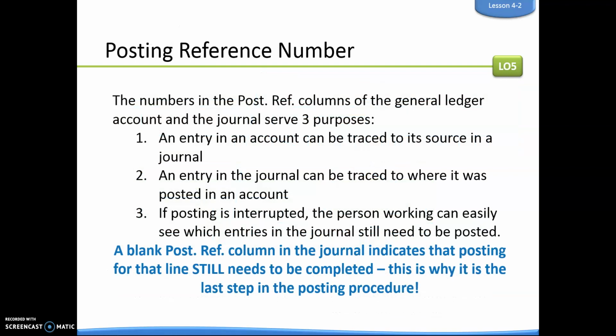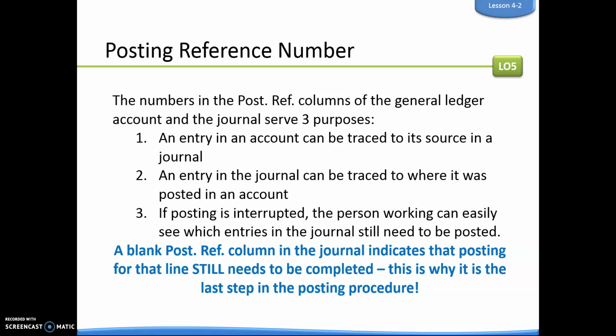Now, our post reference number. I said I was going to come back to this several times in chapters 1, 2, and 3. Here we are. The numbers in our post reference column serve 3 purposes. The first one is so that an entry in an account can get traced back to its source in the journal. That's why we put the journal page number in our ledger account. An entry in the journal can also be traced back to where it was posted in an account. That's why we put our account number up in our journal.